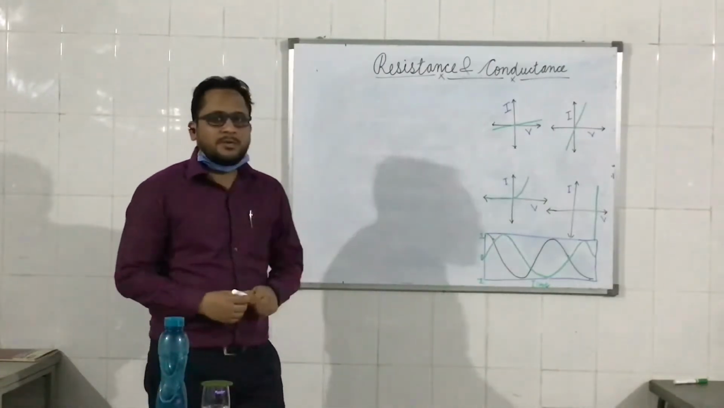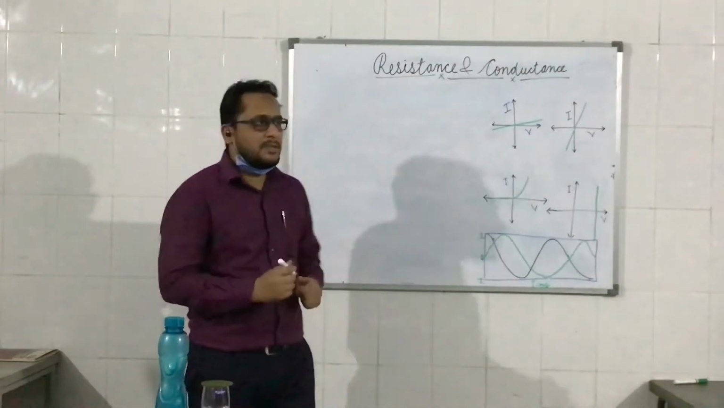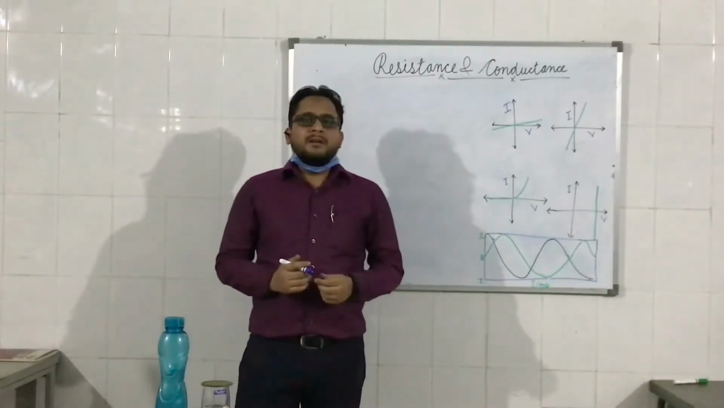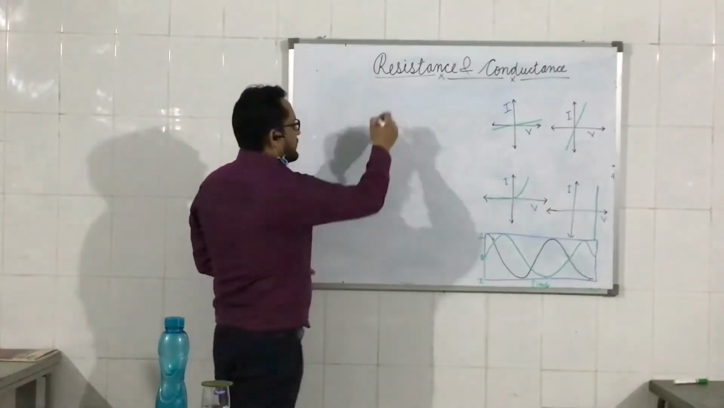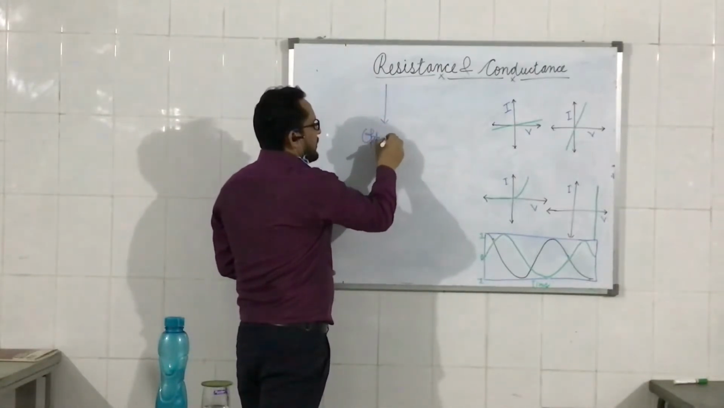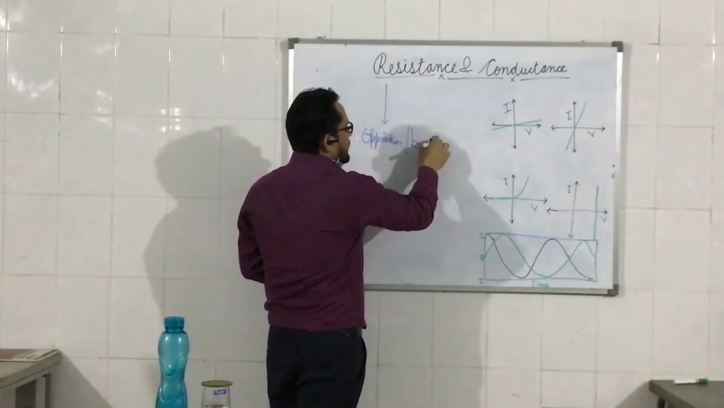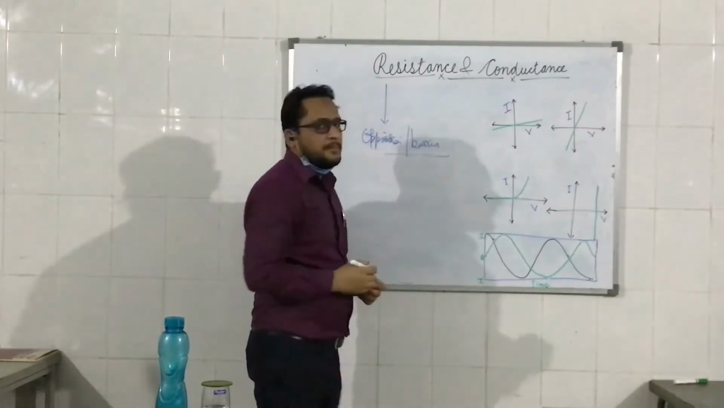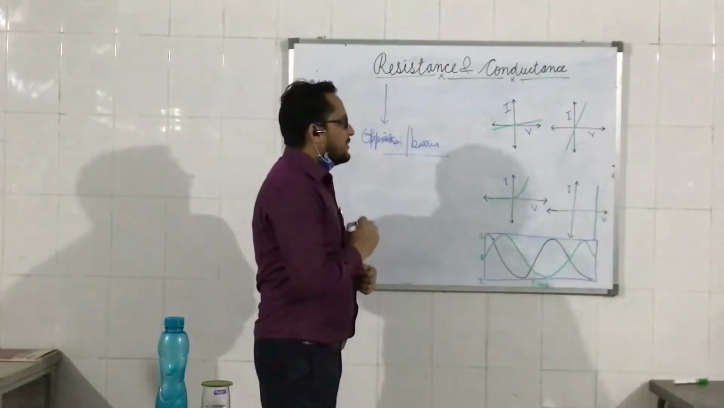So, today we are going to discuss the resistance as well as the conductance of the circuit. As you all know, resistance is basically the opposition in the flow of current through a circuit. It is the opposition, or you can say the hindrance or the barrier, created in the flow of current, and it is reciprocal to the conductance of the circuit.